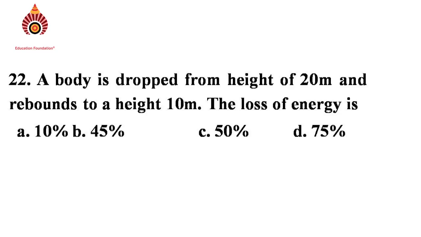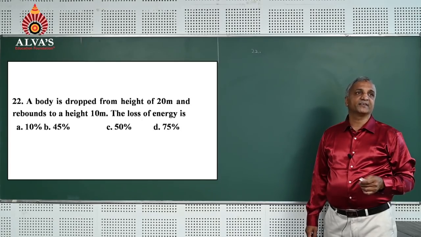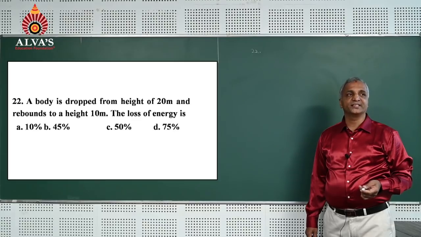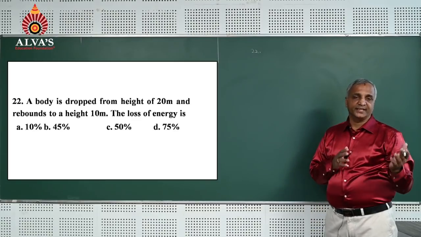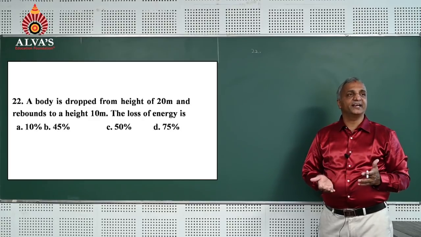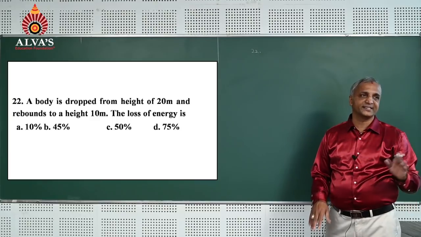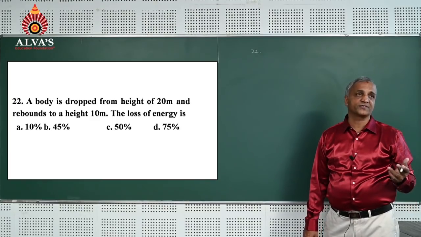Question number 22. A body is dropped from a height of 20 meter and rebounds to a height of 10 meter. The loss of energy is. Of course, in this problem, the initial height is 20 meter and the next height raised is 10 meter. That directly I can say that 50% of energy is lost. So straight away I can go for option C.